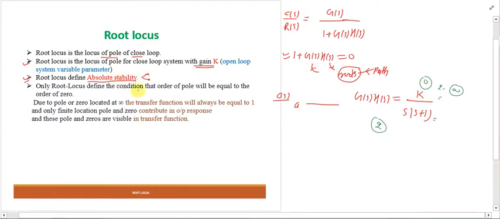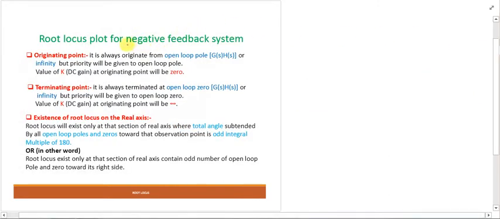For root locus, the number of poles should equal the number of zeros. This is the reason why at infinity we assume a transfer function value of 1. If you multiply the transfer function by 1, there is no change in the overall transfer function. So we always assume for root locus that the number of poles and zeros are equal in our open loop transfer function.